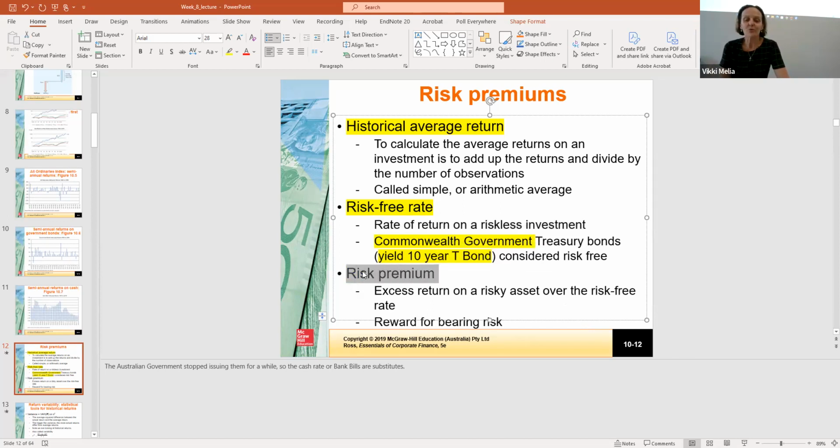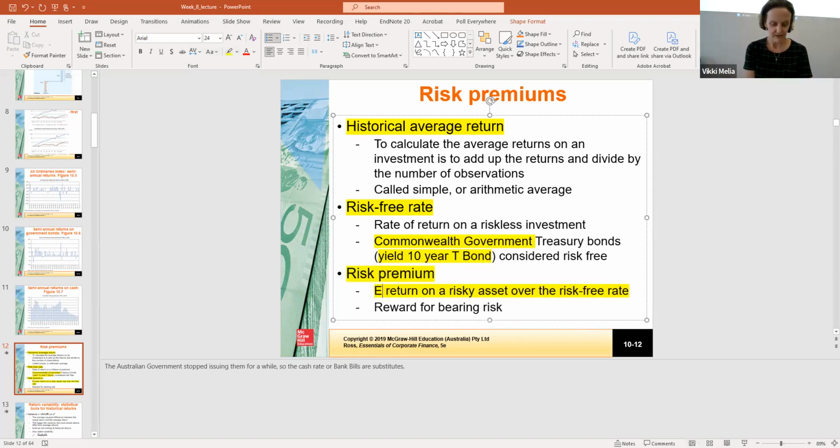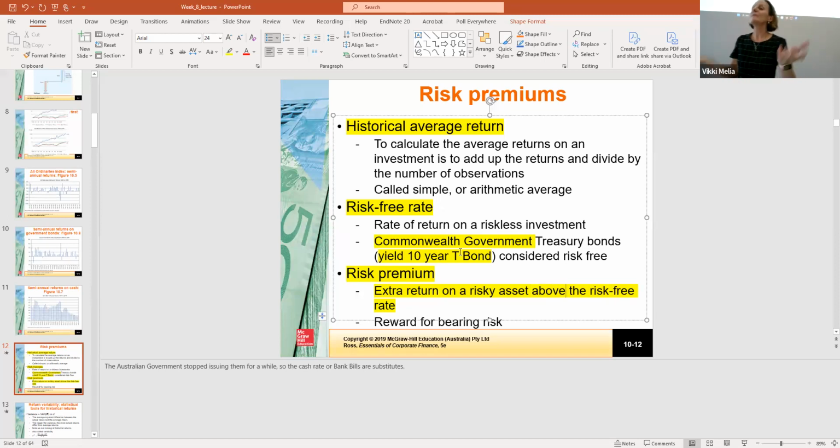And the last term, risk premium. Risk premium means the extra return that you get from investing in a risky asset above the risk-free rate of return. So let's just throw some numbers in. Let's assume the risk-free rate of return is 5%.